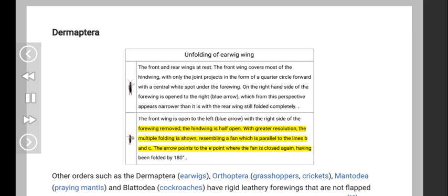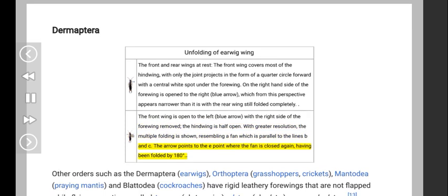With greater resolution, the multiple folding is shown, resembling a fan which is parallel to the lines B and C. The arrow points to the E point where the fan is closed again, having been folded by 180 degrees.